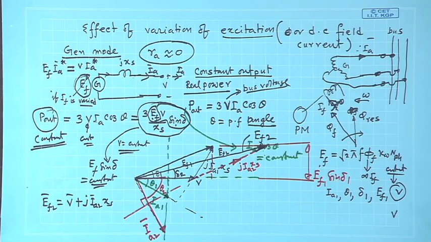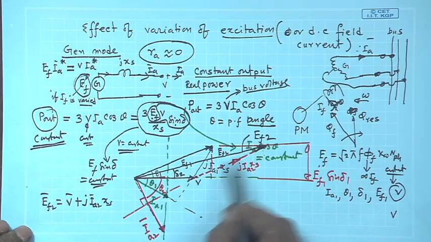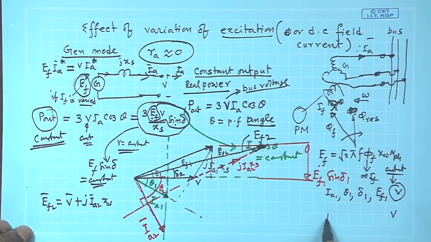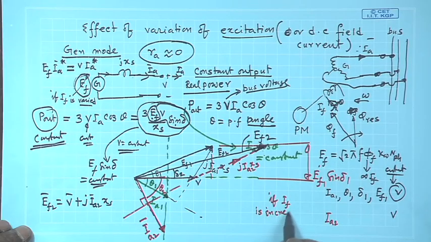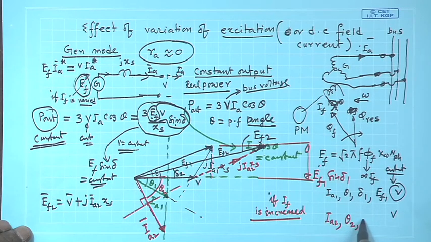So, if you have increased the excitation of a synchronous generator under constant power condition, earlier it was operating with E f 1, delta 1 etcetera. Your new current will now become, if I f is increased, your new operating point will be I a 2, power factor angle theta 2, new load angle delta 2 and new induced voltage E f 2.